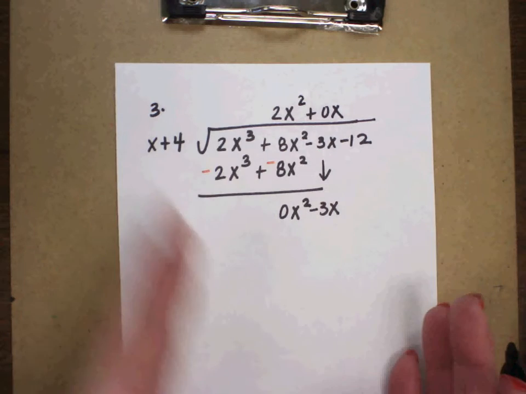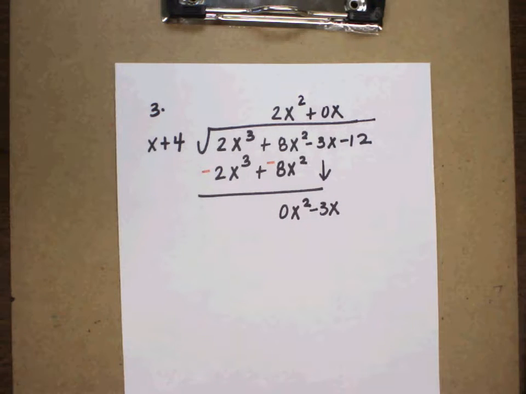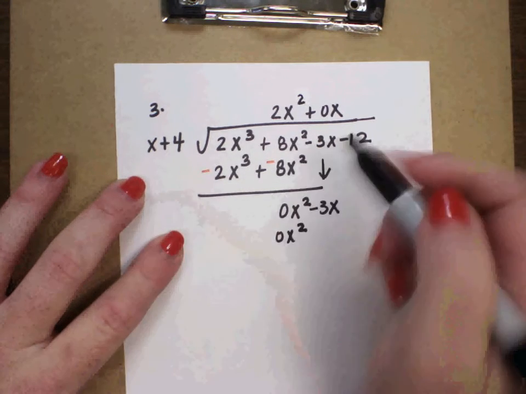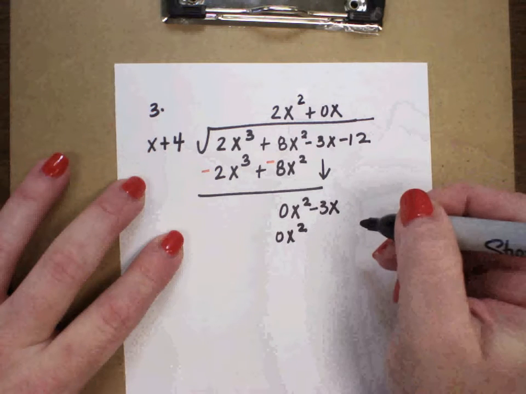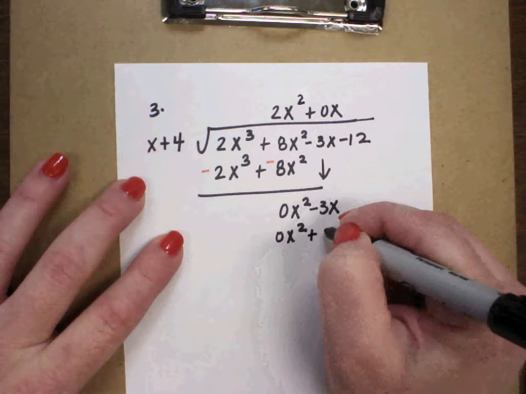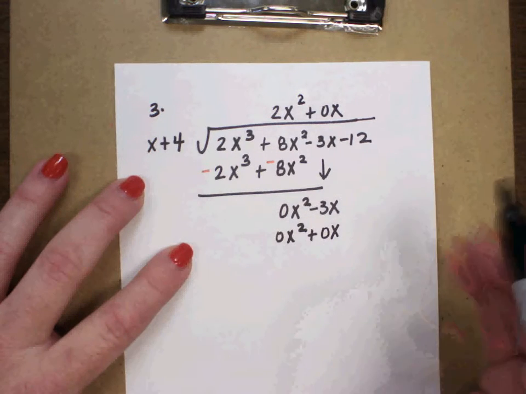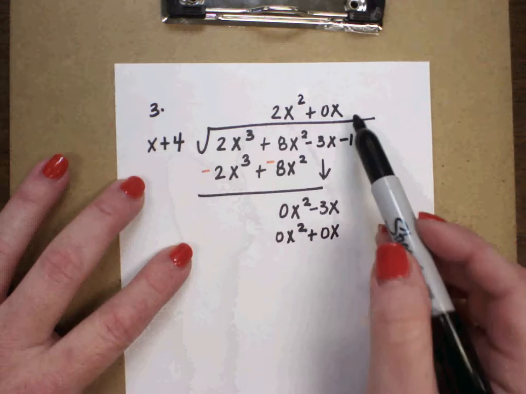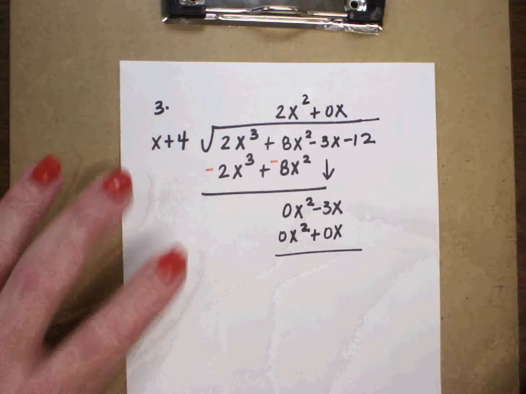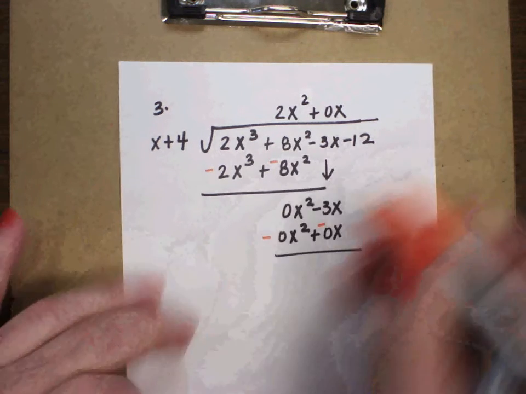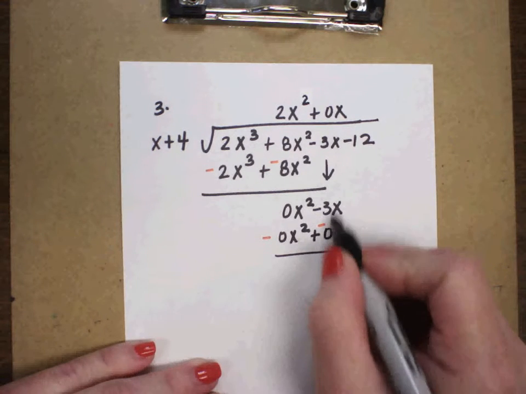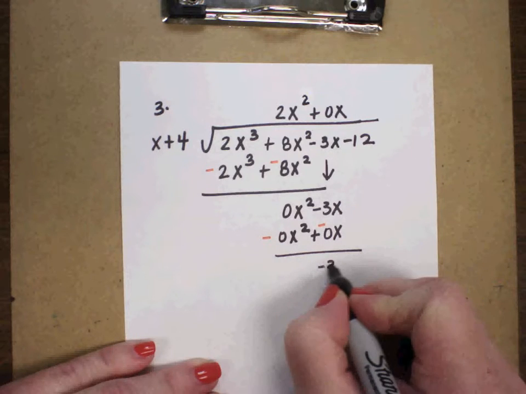Alright, so 0x times x would be 0x squared. And 0x times 4 would be what? 0x. It's 4 times 0, which is 0, and x, you got to put it in the answer. Yes or no? With me? Alright, so this is negative and that is negative. It really doesn't matter, right? Because that's 0, and that would be what? Negative 3x. And now you bring down the minus 12.